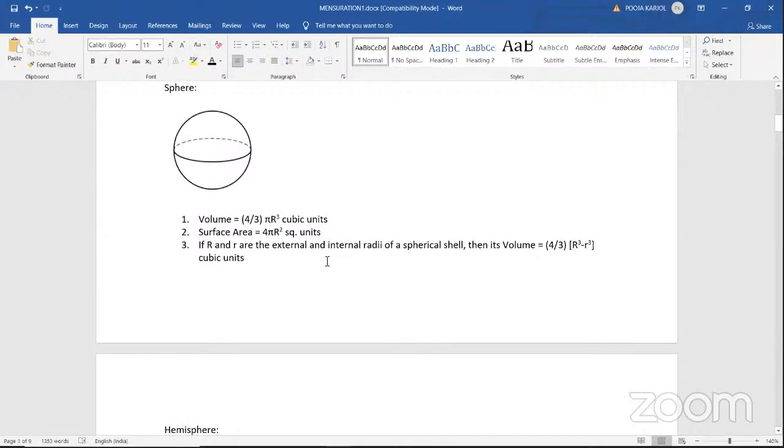Sphere doesn't have a particular top surface or a bottom surface. It's an even surface. Okay. So volume is 4 by 3 pi r cube. Okay. Only r is there, pi r cube. Surface area is 4 pi r square. Okay. There is no h or anything else.